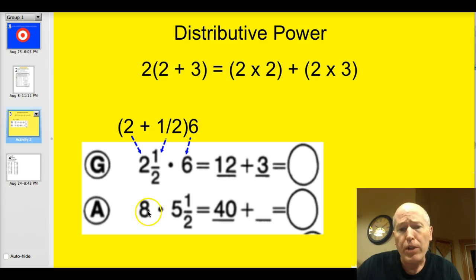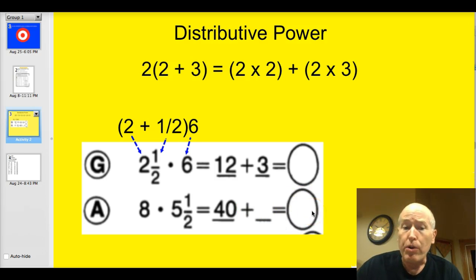So take a look at this one here. We have 8 times 5.5. So that's really 8 times 5 plus 1/2. So 8 times 5, we've got 40. What do you think 8 times 1/2 is? Yeah, 4. So 40 plus 4 would equal 44.